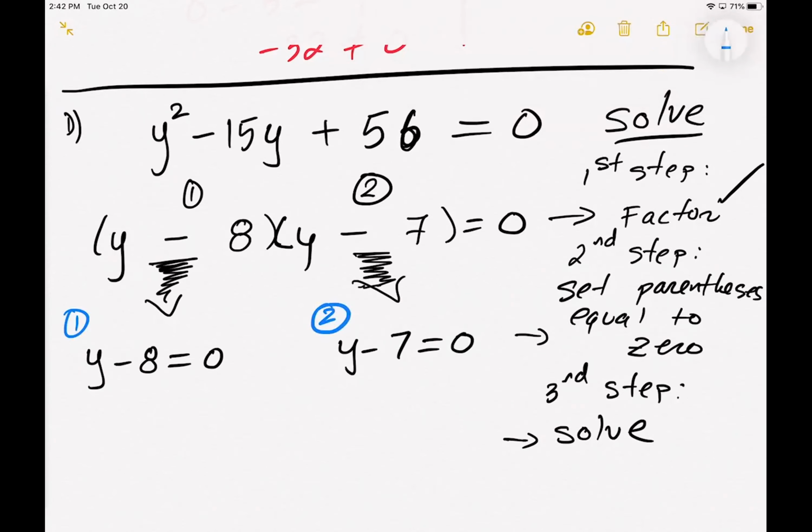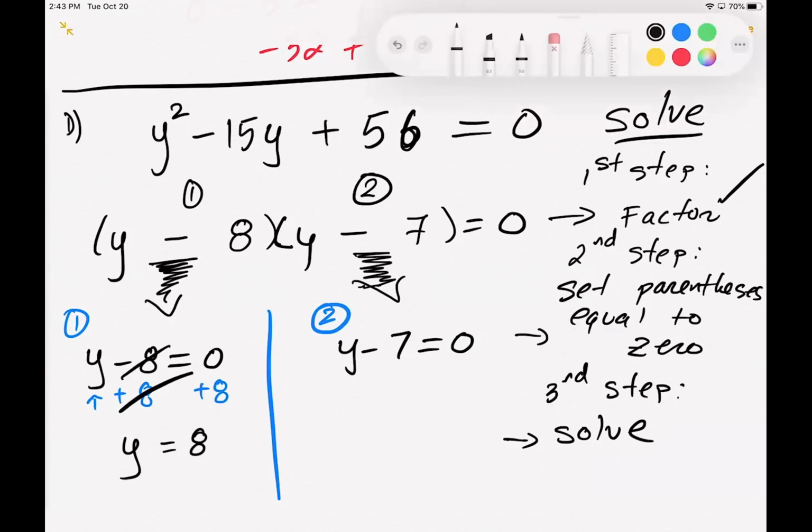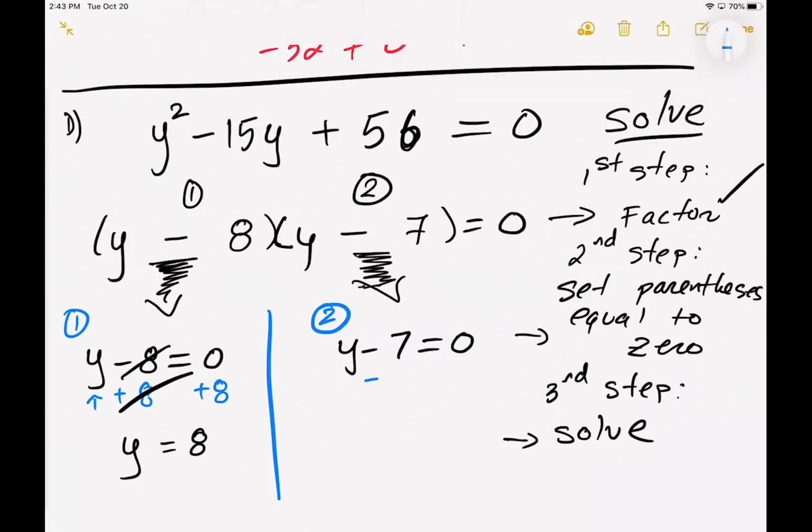So how can I get y by itself in this item? Well, to get y by itself, I need to add 8. Do you agree that y is equal to 8? Because negative 8 and positive 8 disappear. And now, how do I get y by itself on this side? Well, I need to add 7. So y is 7, and that, ladies and gentlemen, is the two answers we have, right?